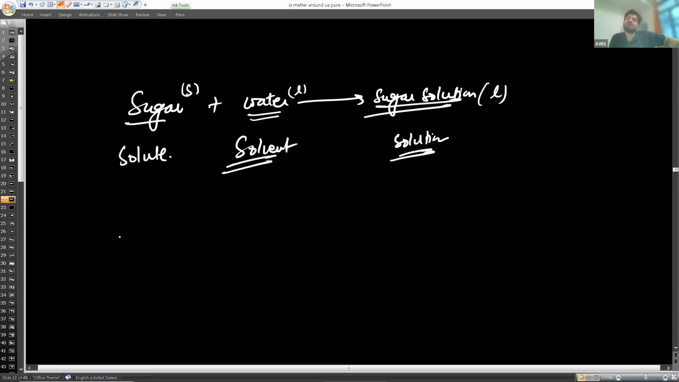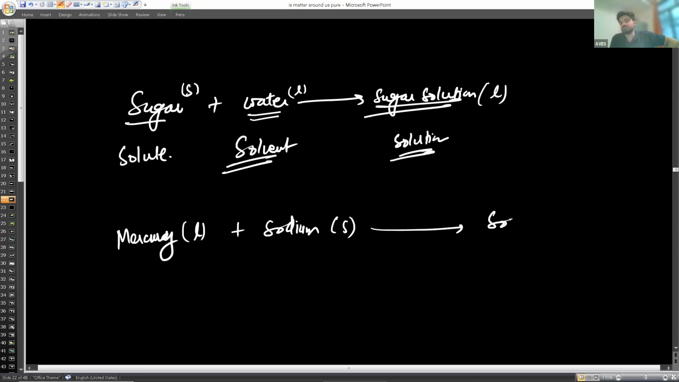Got it? Like for example, you have mercury. Mercury is liquid at room temperature. You have sodium, you are making this mixture. Sodium is solid at room temperature. When you mix them together, you find sodium amalgam. You need to note it down that sodium amalgam has a solid state, and here sodium has a solid state. Can you tell me which is the solvent here?